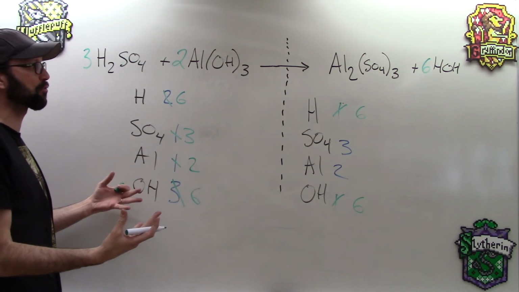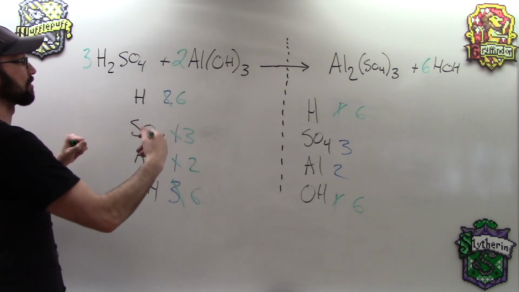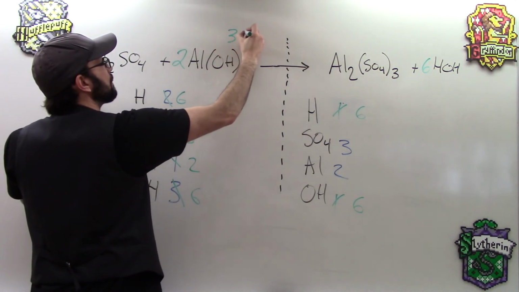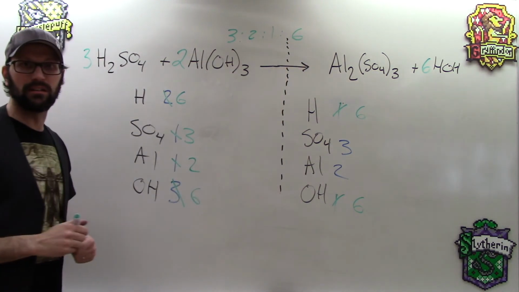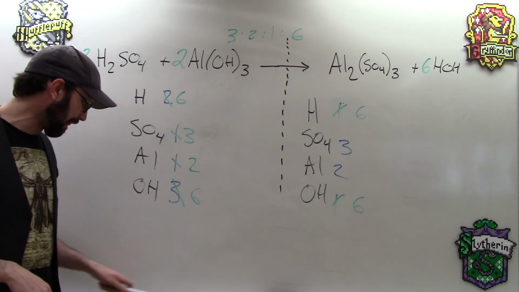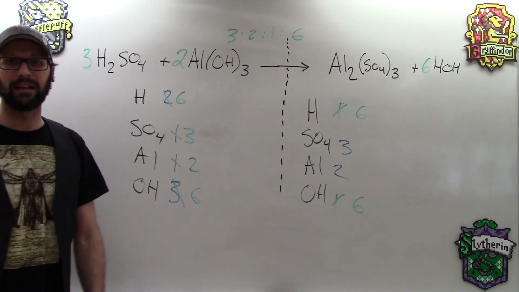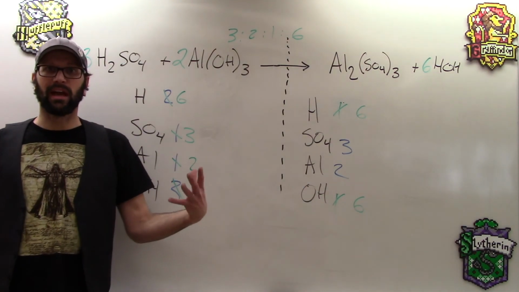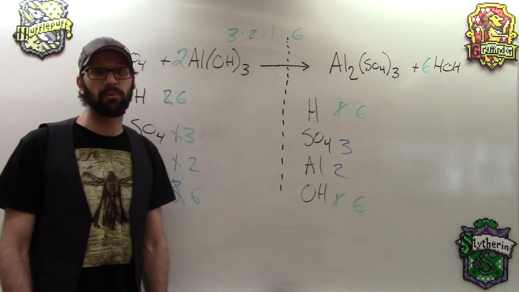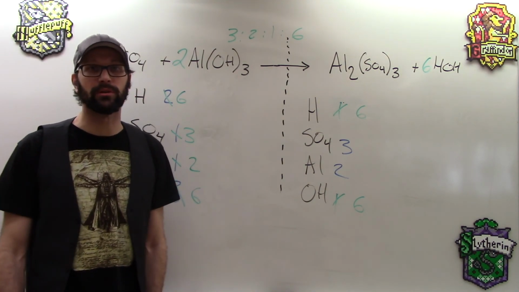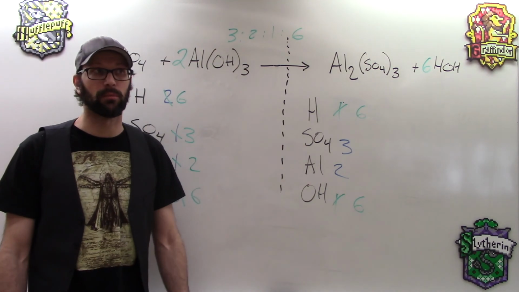Assuming we did all our math right, we now have a molar ratio for this equation: 3 to 2 to 1 to 6. You're going to need that molar ratio later on in life, but for right now, we just balanced this equation. And isn't that a nice thing to do? Balance equations? Just keep practicing. You can do it. You have to if you want to be good at chemistry.